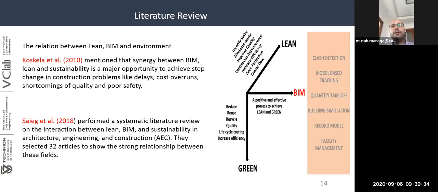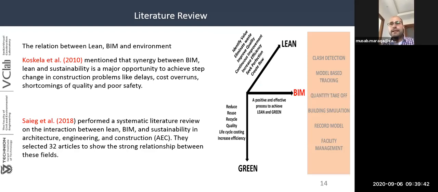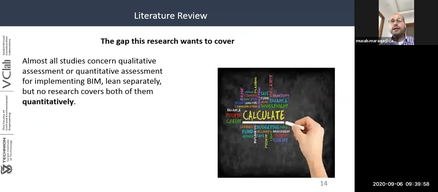Other studies concern the relation between Lean, BIM, and environment. Koskela et al. mentioned that the synergy between BIM, Lean, and sustainability is a major opportunity to achieve a step change in construction problems. Saig et al. performed a systematic literature review on the interaction between Lean, BIM, and sustainability in the AEC industry. The gap this research wants to cover: almost all studies concern qualitative or quantitative assessment for implementing BIM and Lean separately, but no research covers both of them quantitatively.